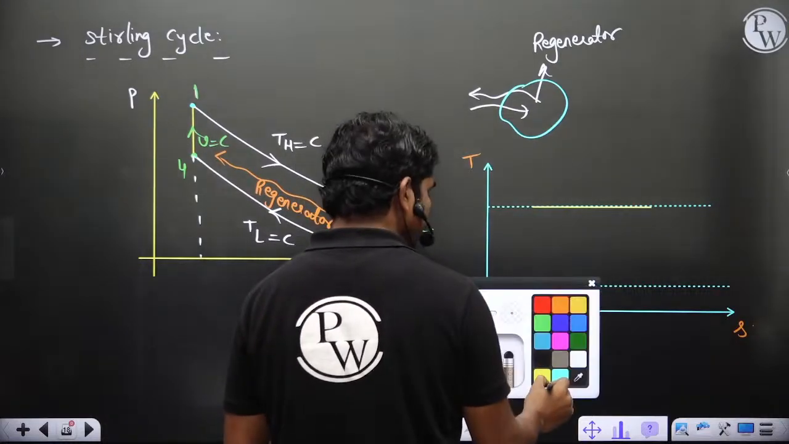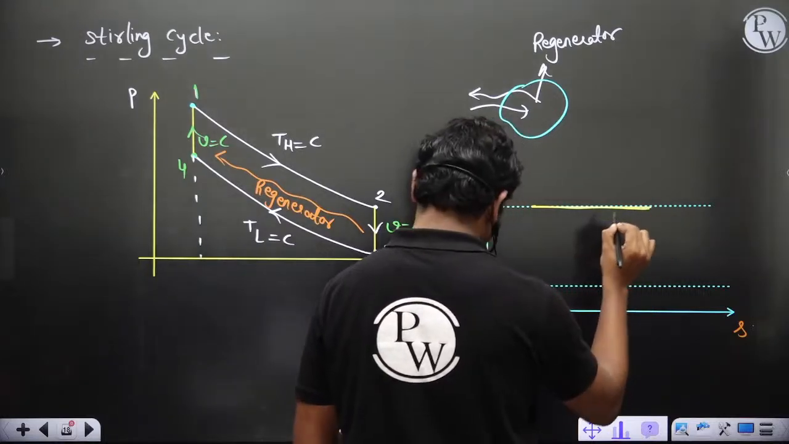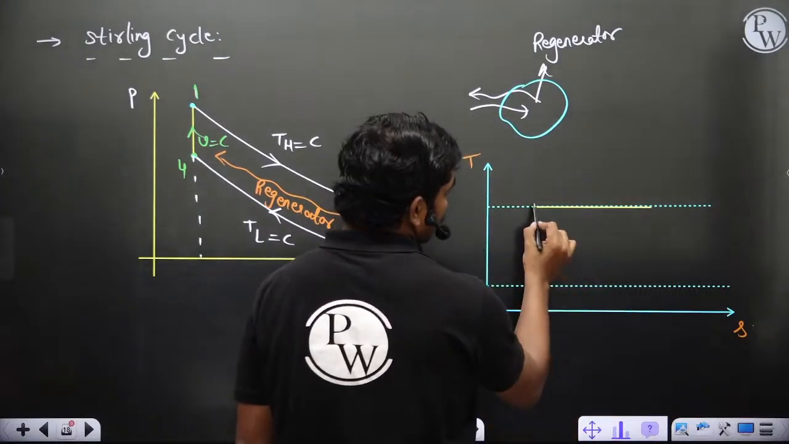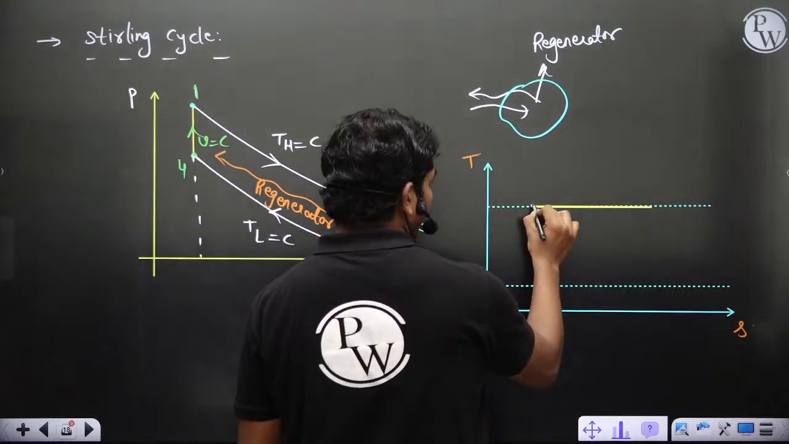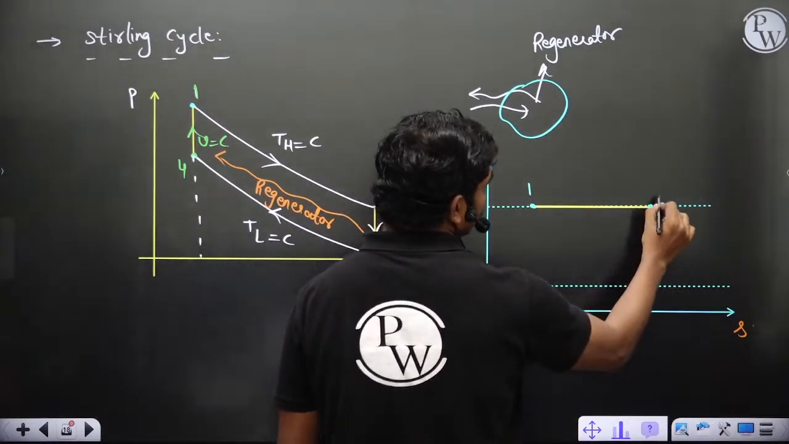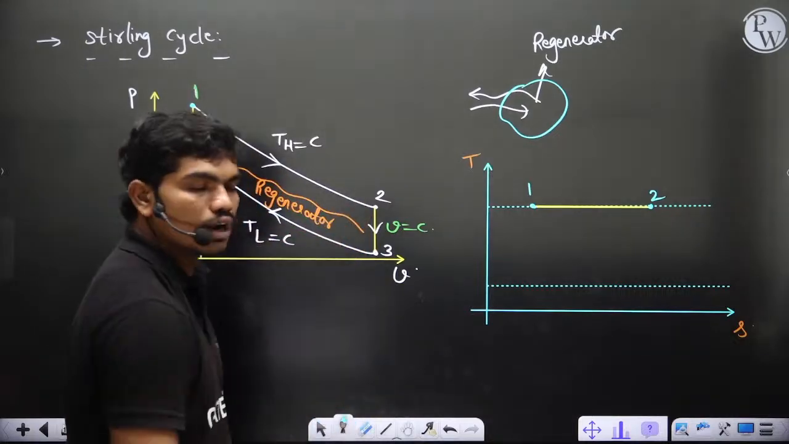You can see carefully, this is TH here. Process 1 to 2, 1 to 2 actually here. Now, can anyone tell me this 2 to 3 is a constant volume process clearly?